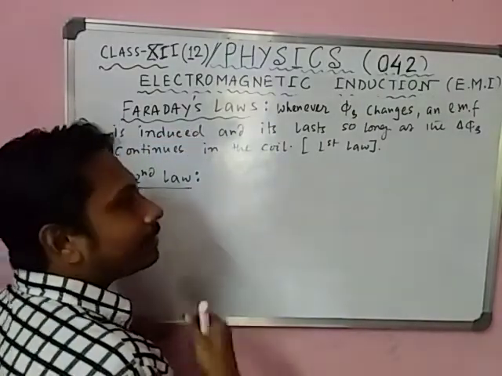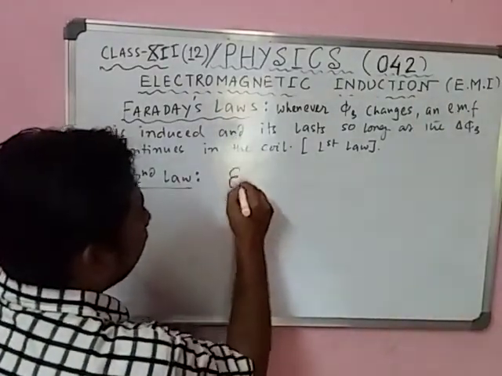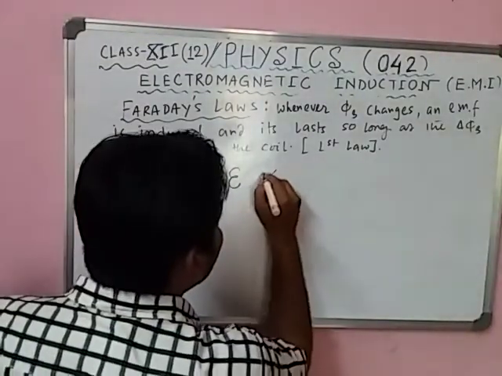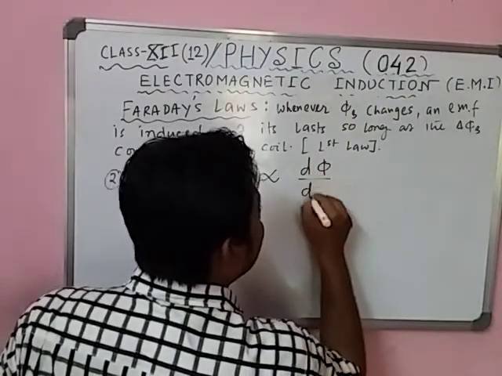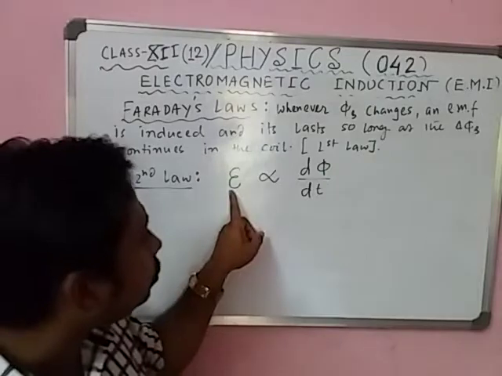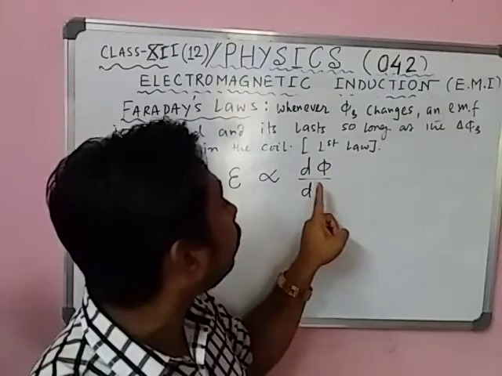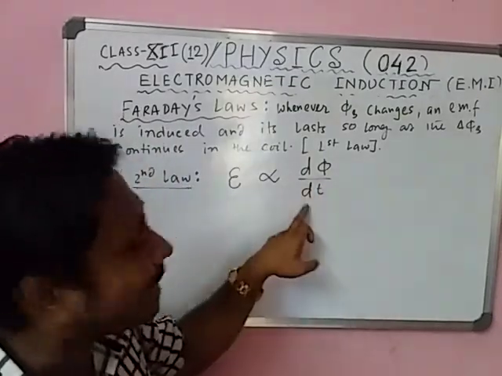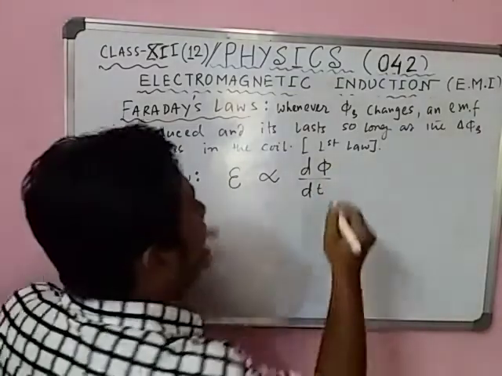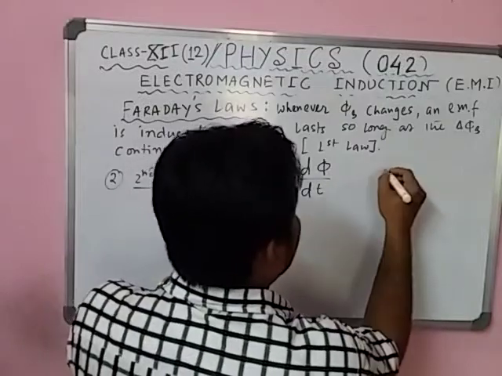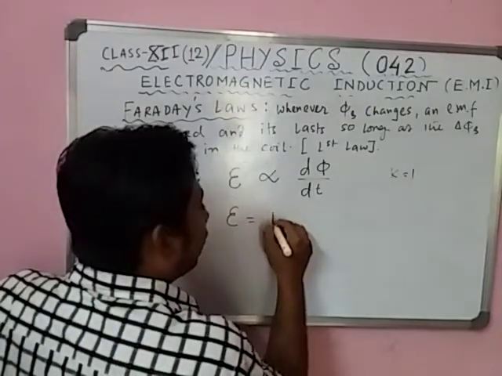The second law tells us about the magnitude of EMF. The induced EMF E is directly proportional to the rate of change of magnetic flux. Say with me, students: induced EMF is directly proportional to the rate of change of magnetic flux. Rate of means by t, change of means delta phi, so delta phi by delta t. If the proportionality constant K equals 1, then we can write E equal to the number of turns.